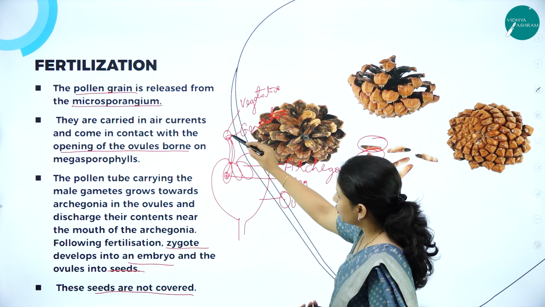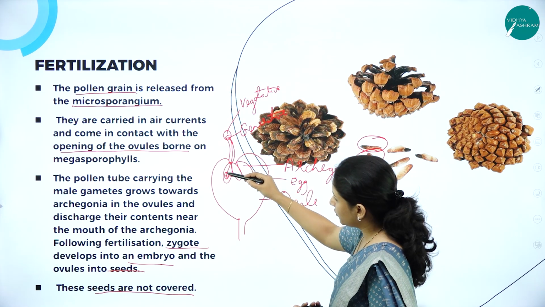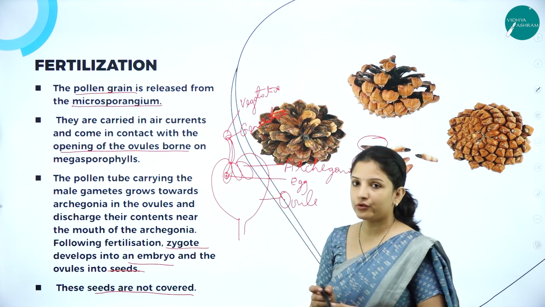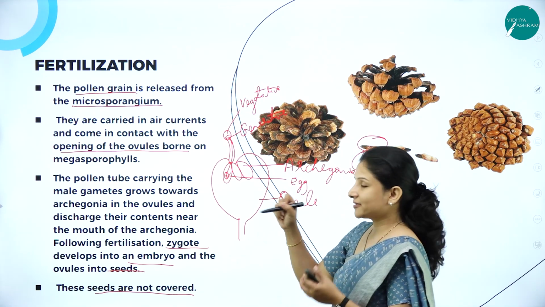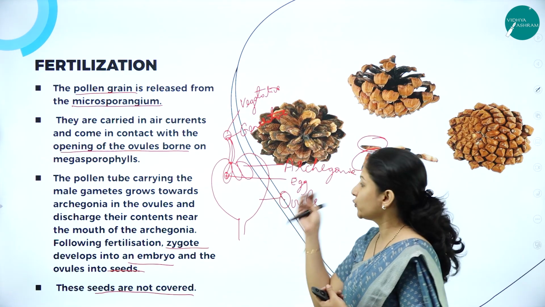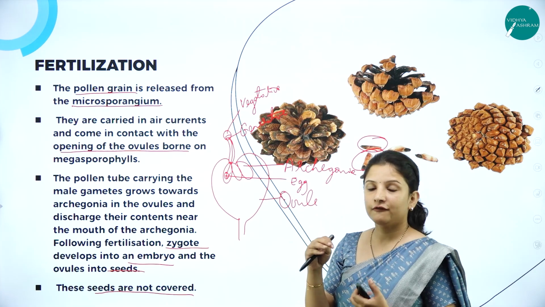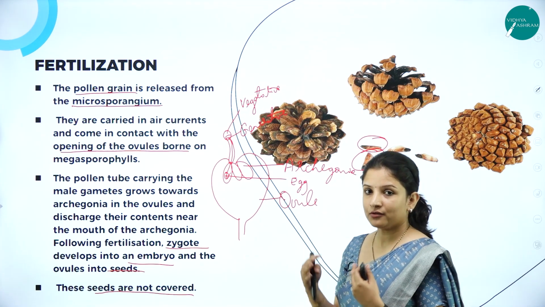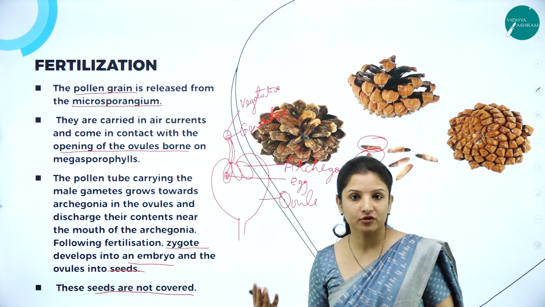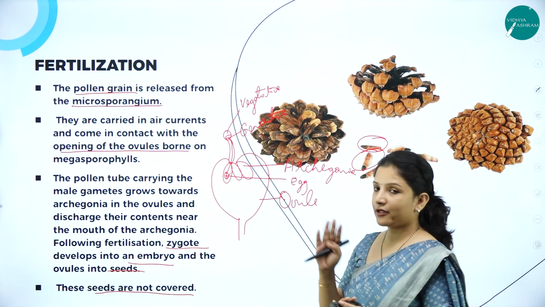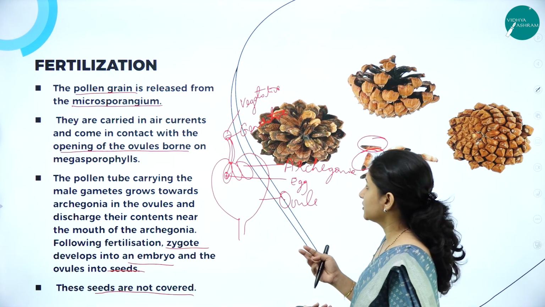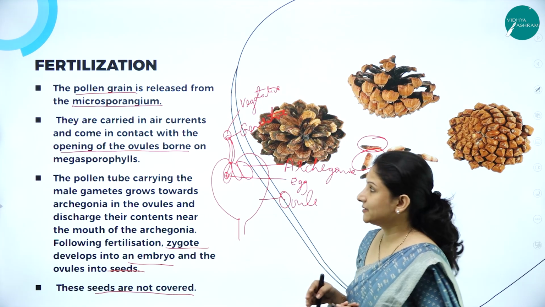And through the pollen tube, one of the male gametes will move. It will reach one of the archegonia cells, and in the archegonia cell, that haploid egg, it will fuse with that and it will form the seeds. So that is how the seeds again will develop into a gymnosperm plant. So that is how the life cycle of gymnosperm takes place. So this is about gymnosperm fertilization.